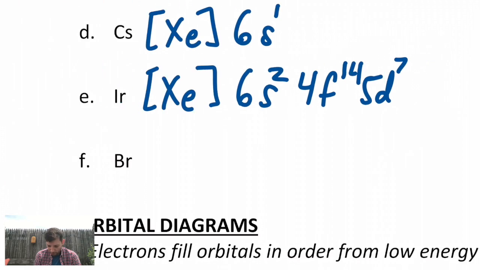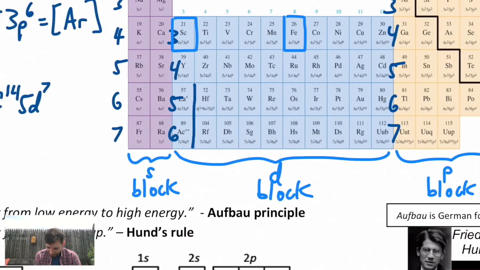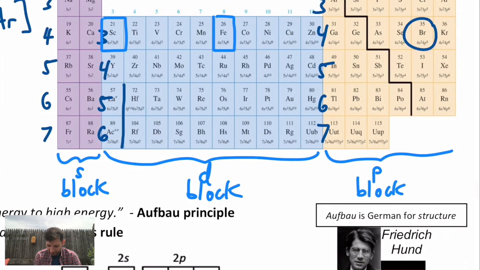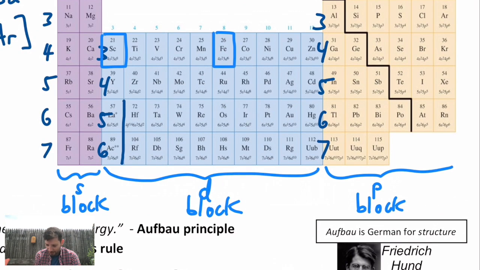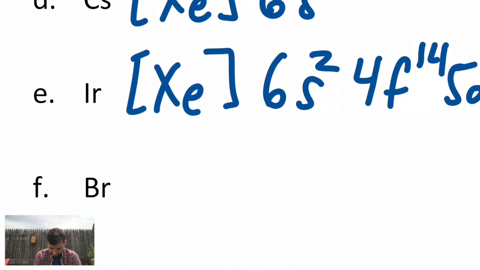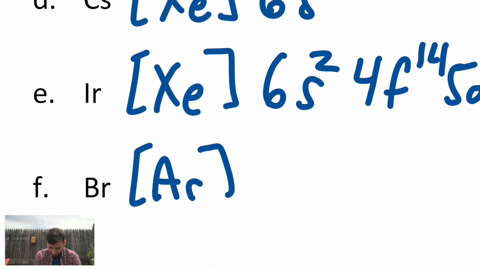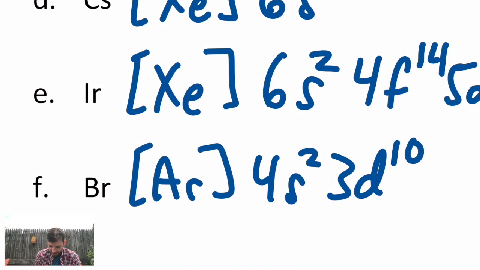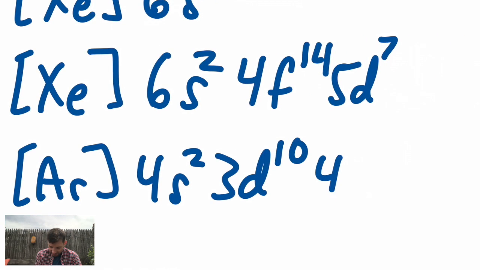Lastly, let's just look at bromine. Bromine is higher up, I believe. Yes, there it is, right before krypton. Now, we can't use krypton's configuration if we want to use the noble gas shortcut. The lower noble gas that we actually filled is argon. So this is going to be argon, followed by 4s2, 3d10 all the way across, and then 4p5.